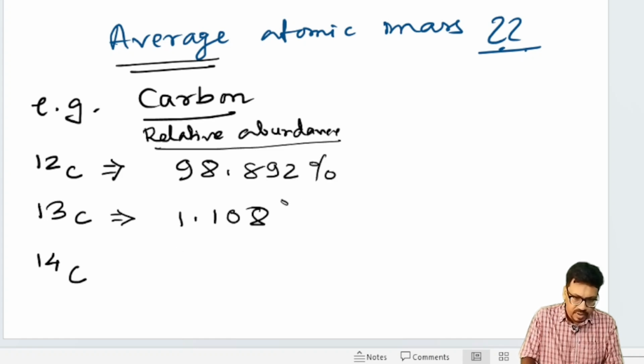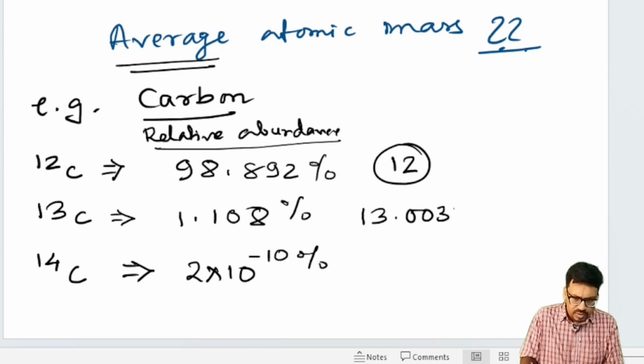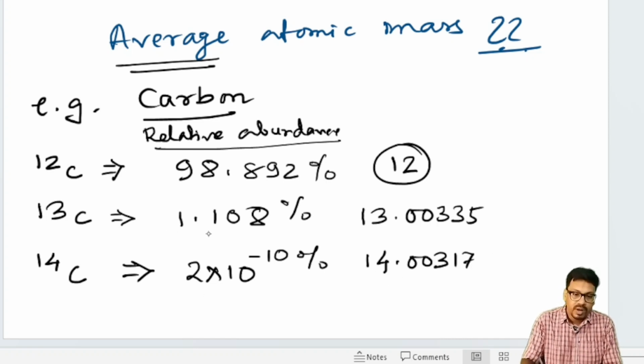Okay, and C14, this is very small, that is 2 into 10 to the power minus 10 percentage. Okay, their mass is 12, and this is 13.00335, and C14 having mass 14.317. Okay, now what is the average atomic mass?